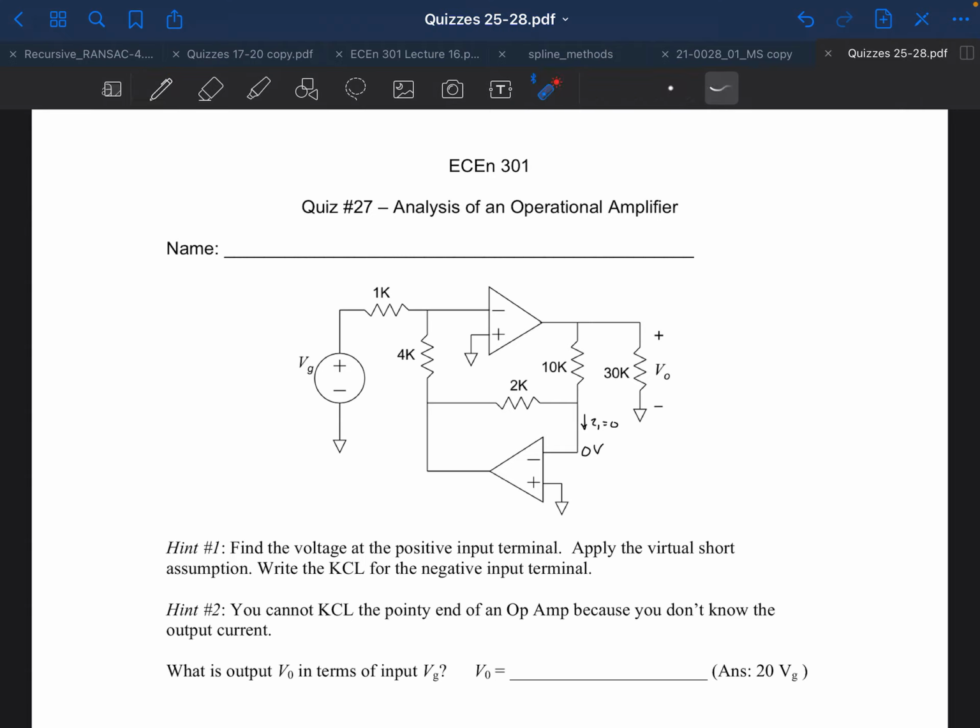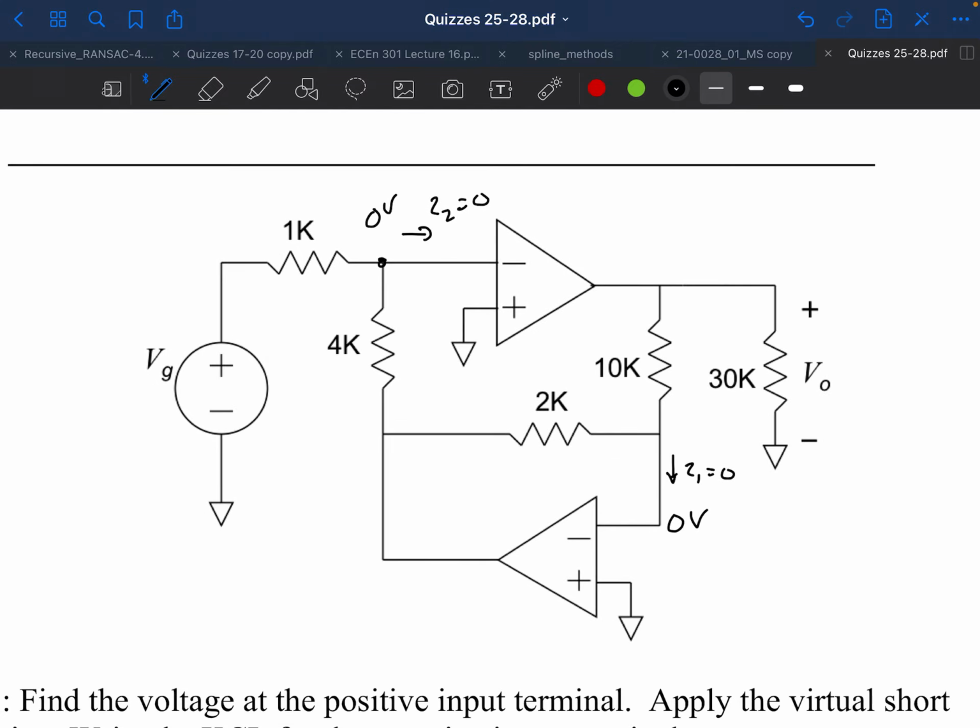Also, this op amp here is also in a negative feedback configuration because the output here is fed back to the negative terminal. And so this op amp will also serve to make these two voltages the same. Since this is 0 volts, we know that this guy is at 0 volts. So we know that this is also at 0 volts, and that, let's call that I2, is equal to 0. All right, so now we can just go through this circuit.